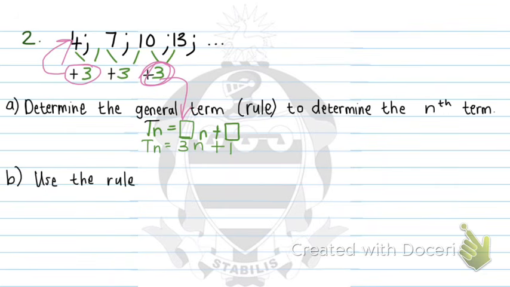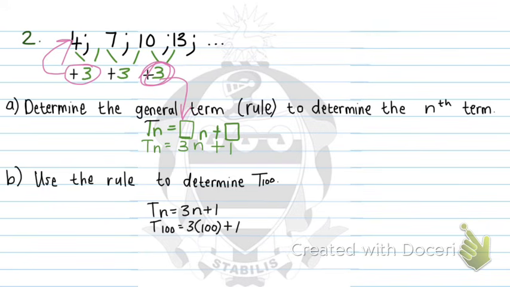Then the question is: use the rule to determine term number 100. The rule was Tn is equal to 3n plus 1. So now I put 100 in the place of n. 3 times 100 plus 1 is 301. Which means that the 100th term in the pattern will be 301.